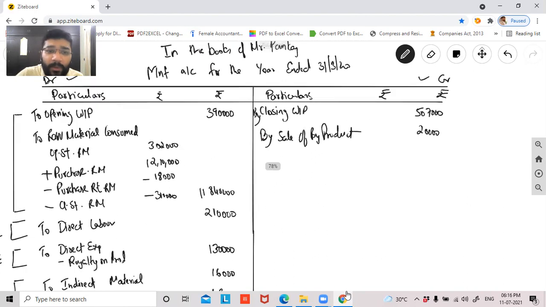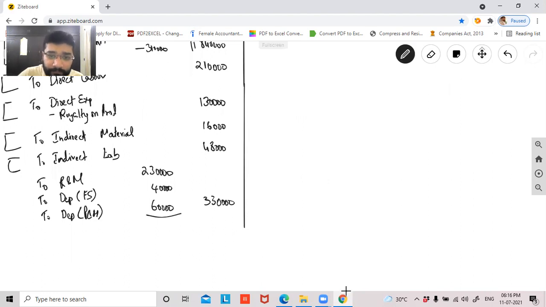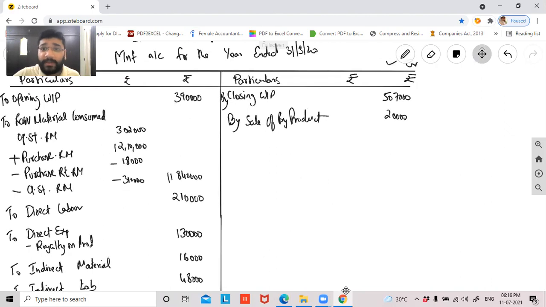Now please calculate and tell me what is the cost of production. What is my total cost? 23,08,000 rupees is the total cost of production. In that, this 5,07,000 worth of work in progress has not contributed directly in selling the finished products. So I will minus that, and 20,000 is my kind of income, so this will reduce my cost of production.